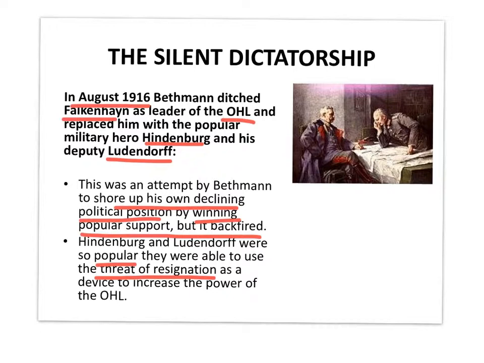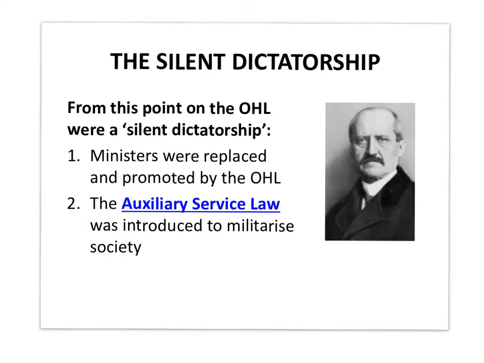do what Hindenburg and Ludendorff wanted him to do, and because Bethmann-Hollweg did not have the backing of the Kaiser, or the Kaiser was not there to protect him, Bethmann-Hollweg increasingly became the puppet of Hindenburg and Ludendorff, who were therefore really the silent dictators. So from this point on, there was a silent dictatorship, and you can see that in so many ways. Increasingly, the state secretaries and the members of the imperial cabinet were the choice of Hindenburg and Ludendorff rather than the choice of the Chancellor.